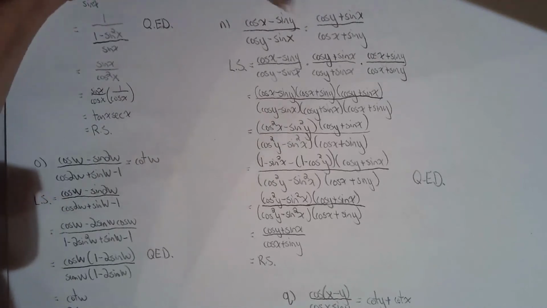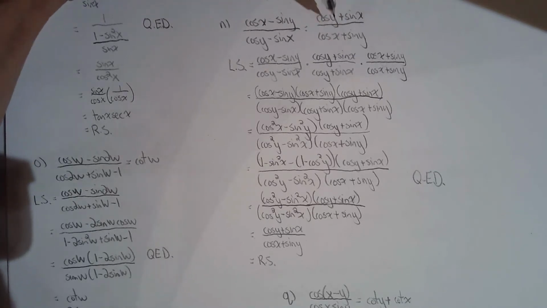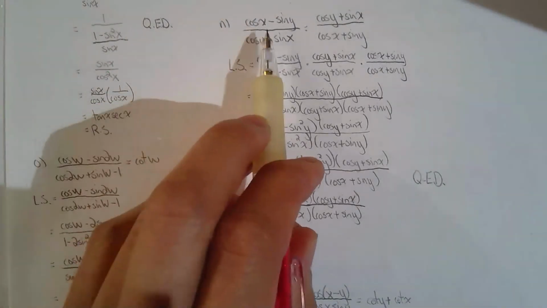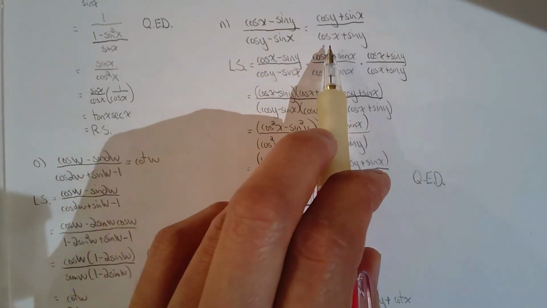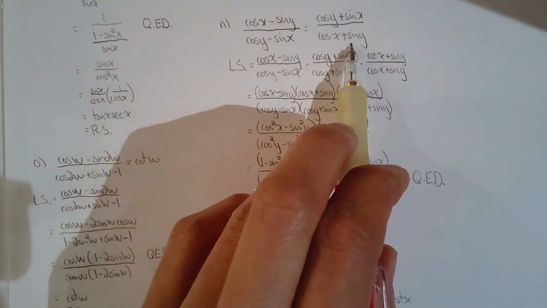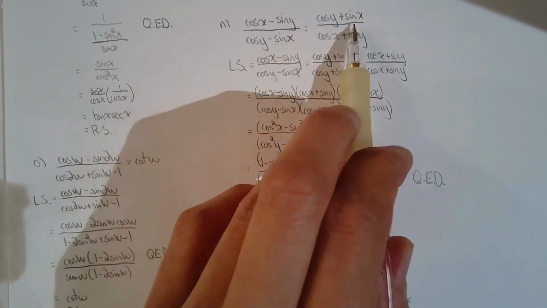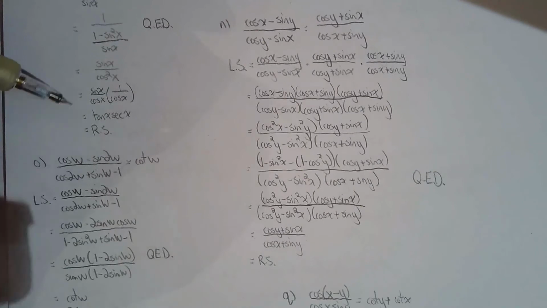So sometimes when you see an identity like this, where basically the numerator and denominators are very, very similar except for a switch in the sign. So, look at this. You have cos x minus sine y, and on the other side you have cos x plus sine y. Then on the left side you have cos y and sine x, cos y and sine x. It's just the signs are different. So that's a big hint to multiplying by the conjugate.